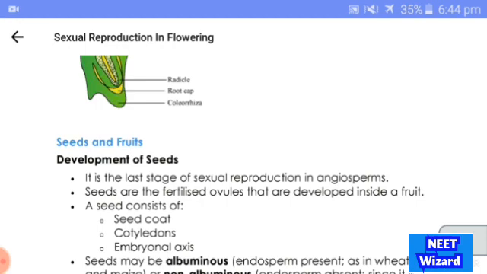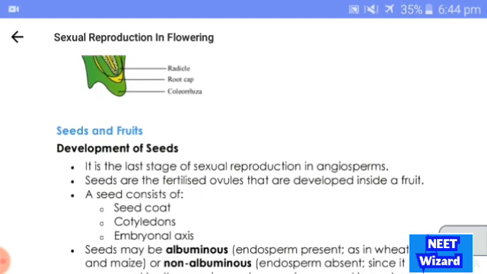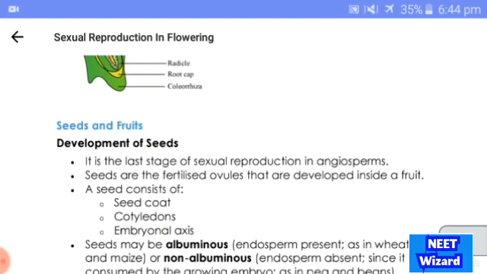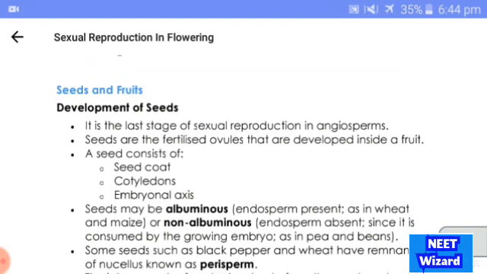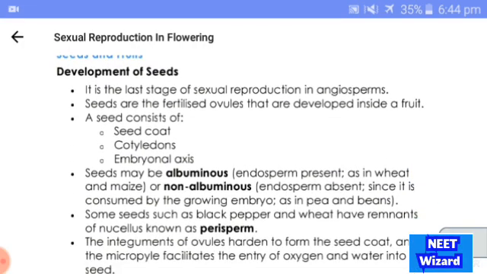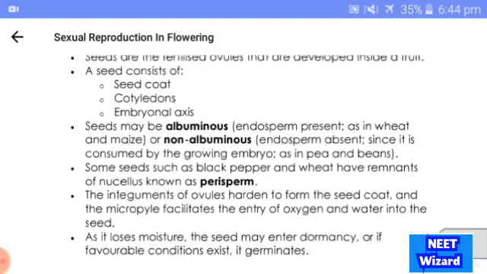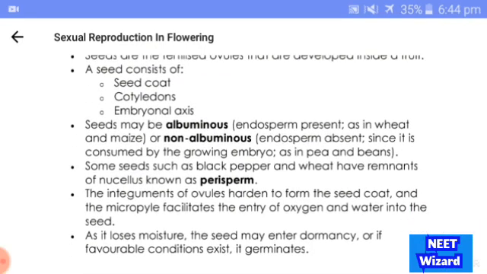Seeds and fruits. Development of seeds. It is the last stage of sexual reproduction in angiosperms. Seeds are the fertilized ovules that develop inside a fruit. A seed consists of seed coat, cotyledons, and embryonal axis. Seeds may be albuminous, with endosperm present as in wheat and maize, or non-albuminous, with endosperm absent since it is consumed by the growing embryo, as in pea and beans.